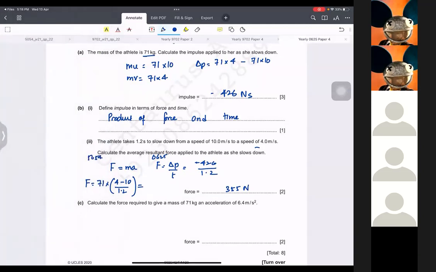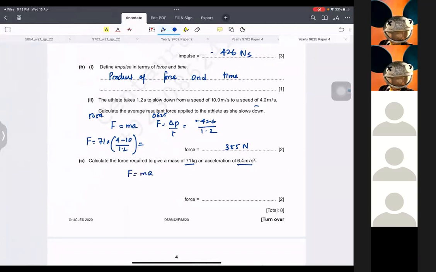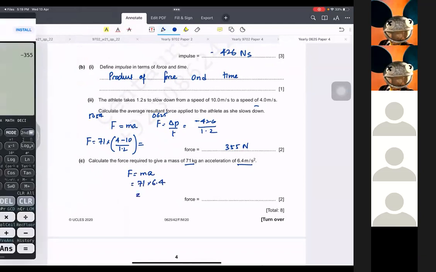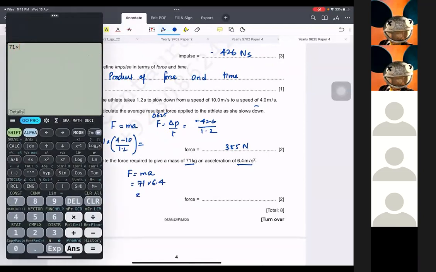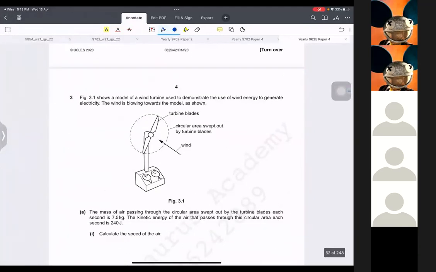Now calculate the force required to give a mass of 71 kg an acceleration of this. So now we use F equals ma. Now 71 kg and acceleration is this. 454 almost, right? 454 newtons. Pretty easy. Then comes this one.